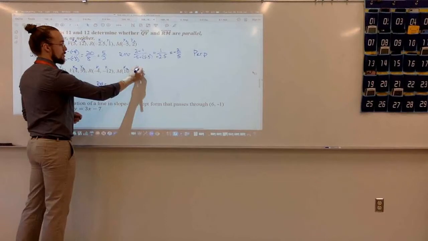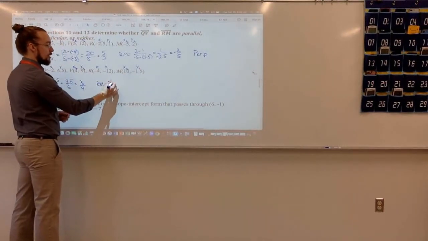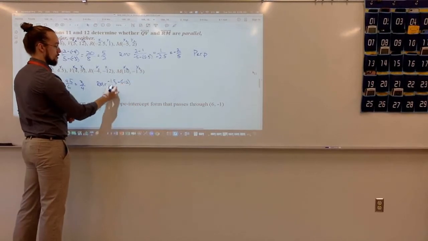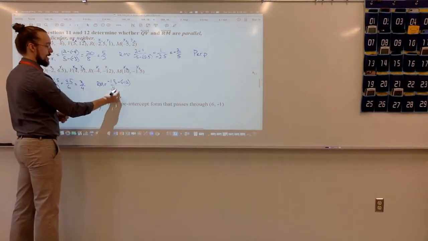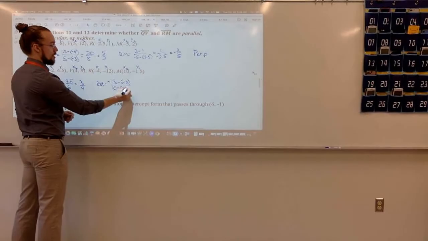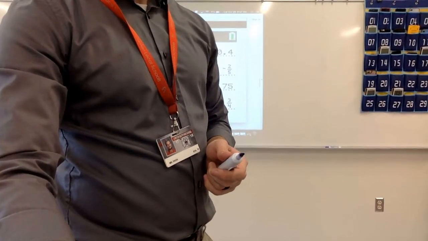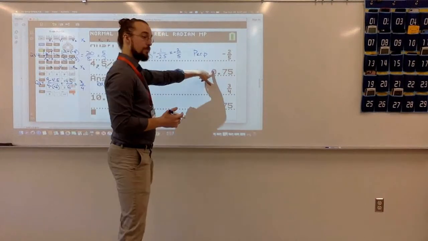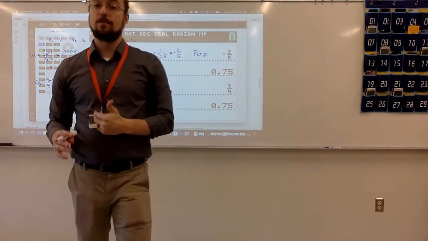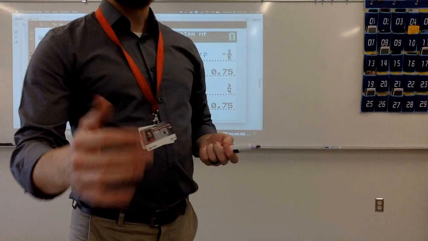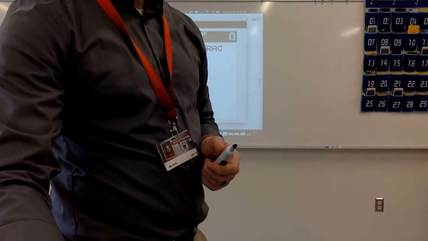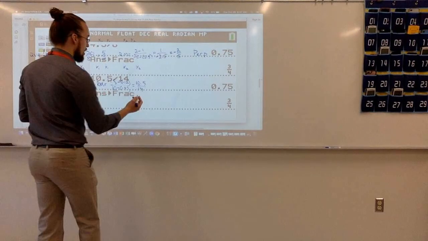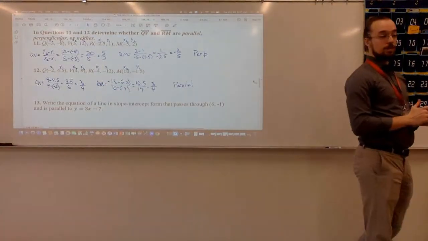So x2, y2, so I will have negative 1.5 minus negative 12 over 10 minus... oops. It's going to be the same thing, right? So I got 0.75 the first time, got 0.75 for this one, but we can double check our answers using Desmos, right?